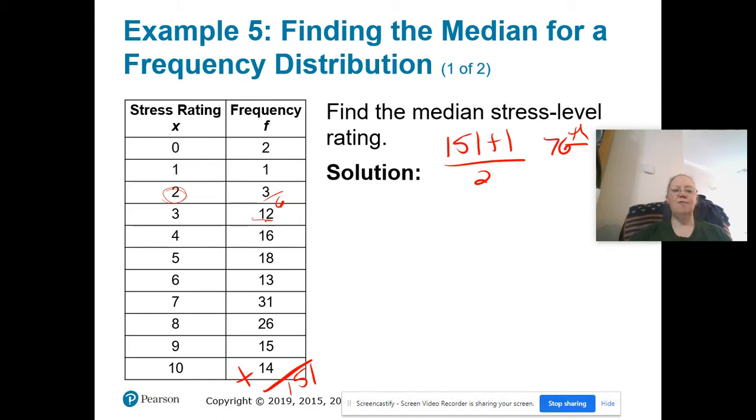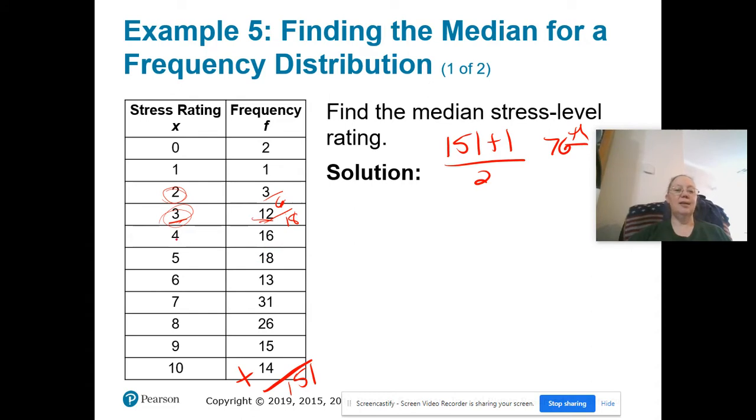So now I have 12 threes. I've already looked at 6, and I've got 12 more. So now I'm looking at the 18th number. My 18th number is a 3. Have I gone far enough? No, I'm looking for the 76th number.